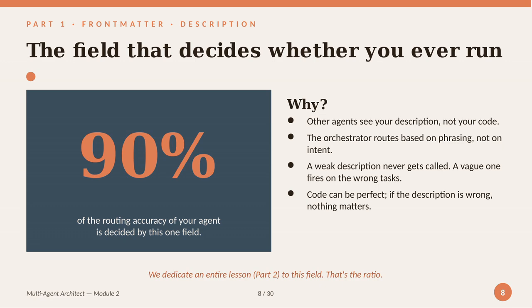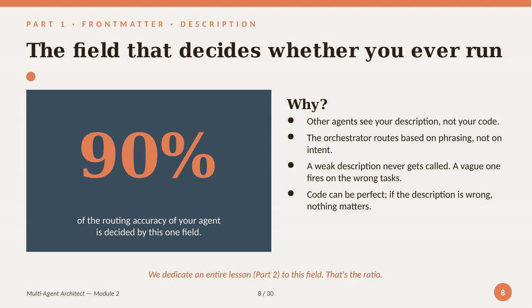Third, a weak description never gets called. A vague one fires on the wrong tasks. The mistakes look opposite, but the cause is the same. Fourth, and this is the one that hurts, your code can be perfect. Your system prompt can be brilliant. The tool selection can be exactly right. If the description is wrong, none of that matters because the agent never runs. That's why we dedicate an entire lesson, part 2, to this single field.